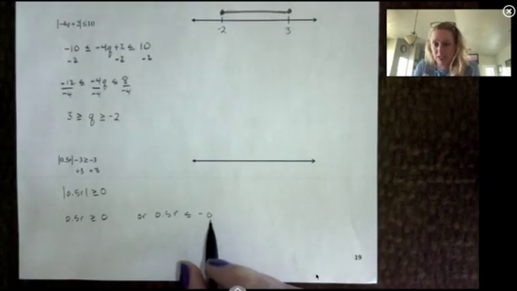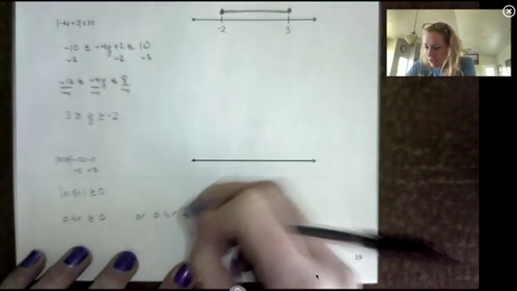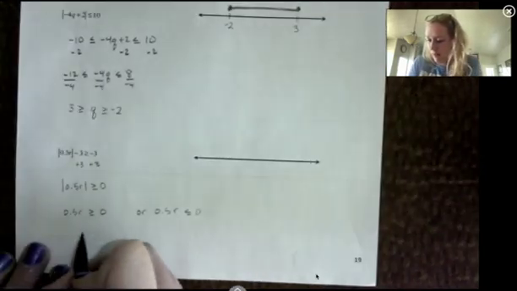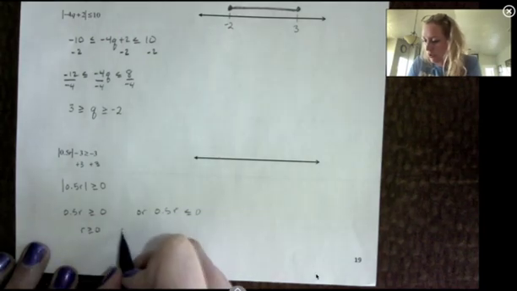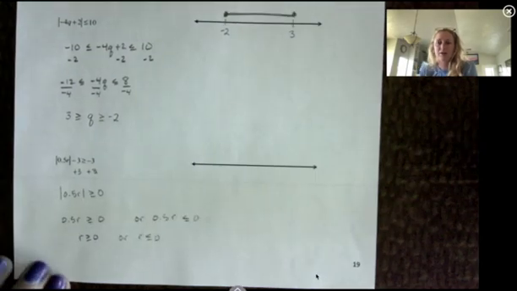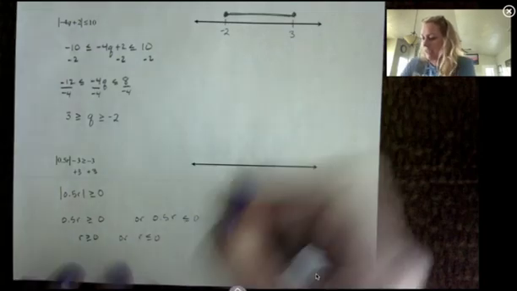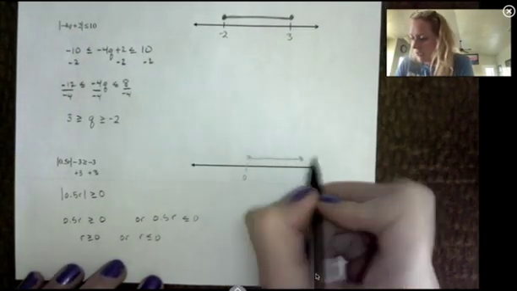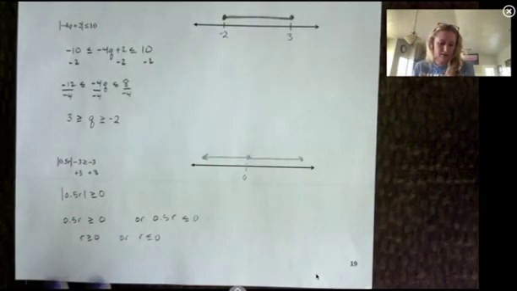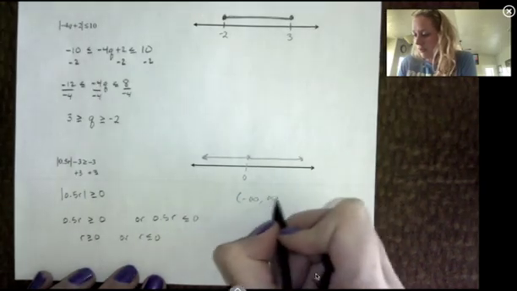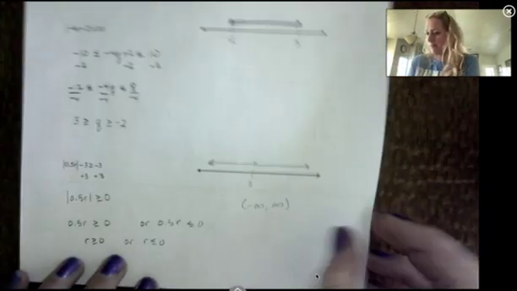I can think about that as negative 1 times 0, which is still 0. So this says, and again, I can solve these, right? I can divide by 0.5, so I get r is greater than or equal to 0, or r is less than or equal to 0. Well, greater than or equal to 0 or less than or equal to 0, that's everything, right? So 0 included, so closed circle, greater than 0 is this way, less than 0 is this way. So this one, our solutions are actually all real numbers. Okay, there's that in interval notation for you.